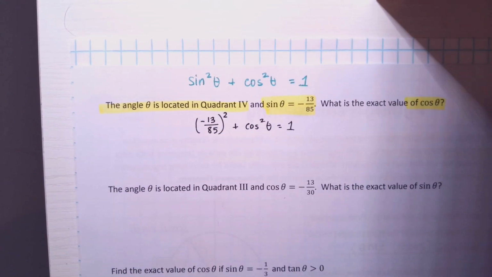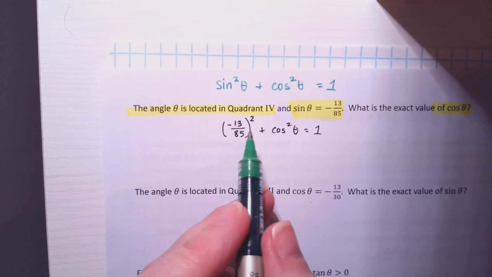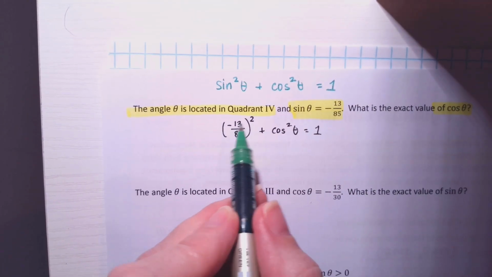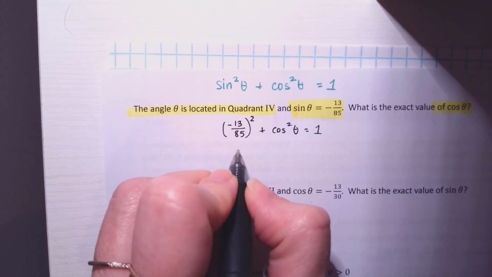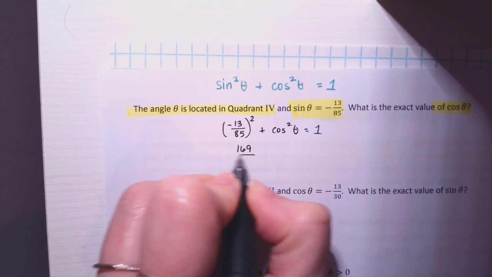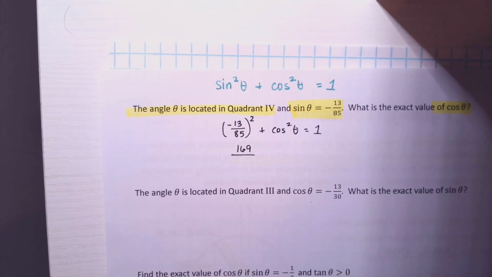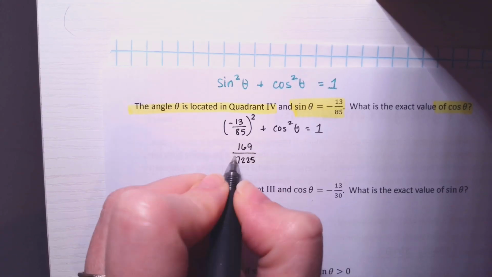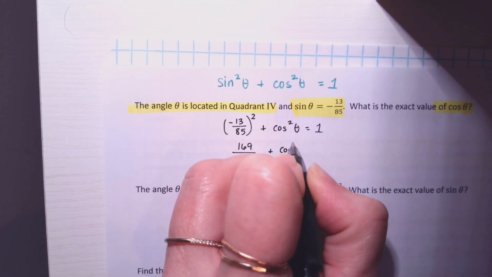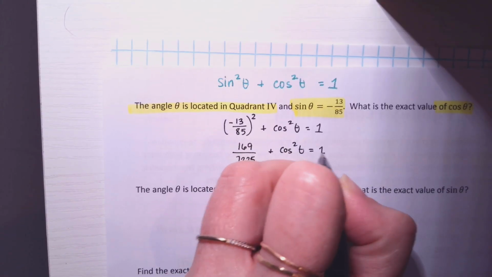And we can work on basically trying to solve this for cosine. Okay. First thing I'm going to do is just square this fraction. Remember, when you square a fraction, you're going to square the top, square the bottom. If you square the top, negative 13 times negative 13 is 169. And if you square the bottom, oh yeah, you might need a calculator today. If you square 85, you get 7,225. Big number. Just writing the rest of it.